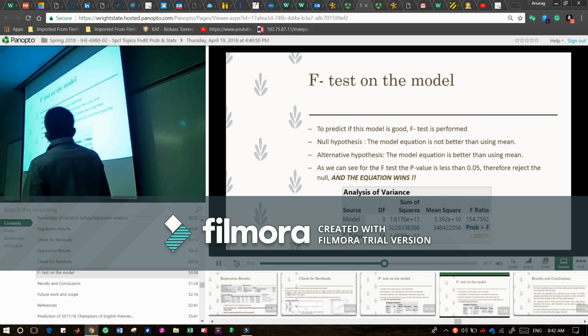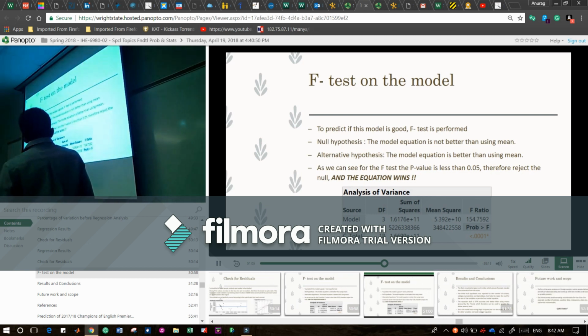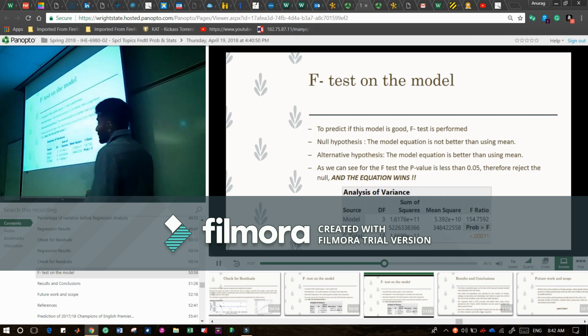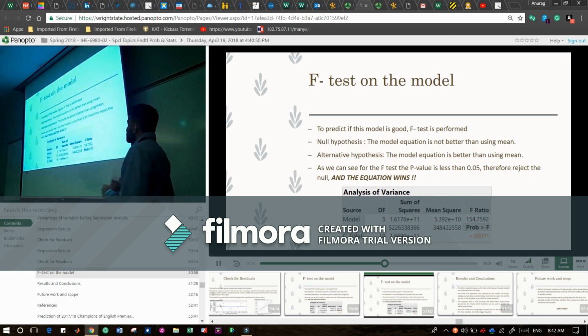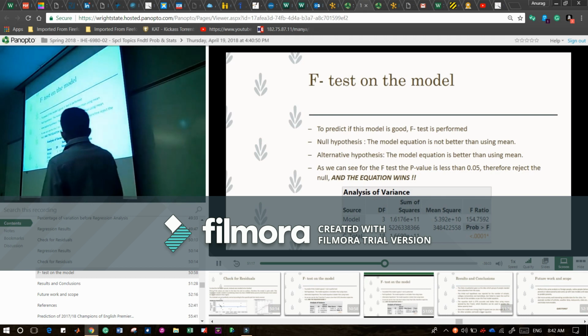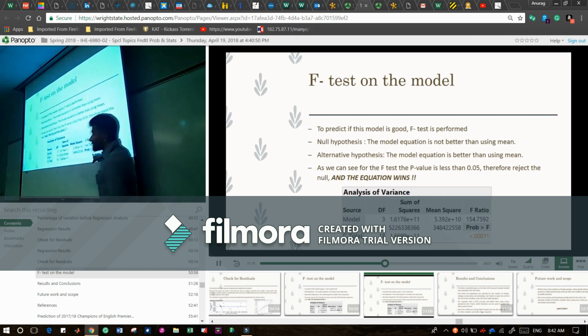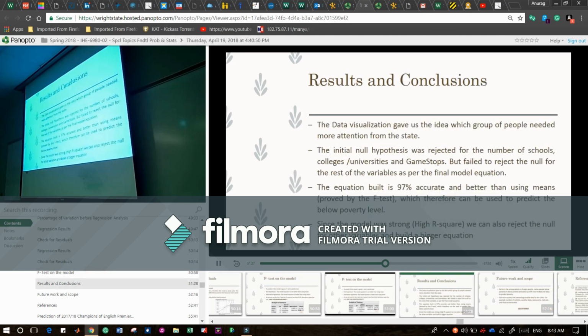I performed another hypothesis test, that the model equation is not better than using means, because we can use means to predict. So my null hypothesis was that the model equation is not better than the mean, and the alternative was that the model equation is indeed better than the mean. As we can see, the F value here is less than 0.05, which proves that the equation is indeed useful. So we reject the null hypothesis.